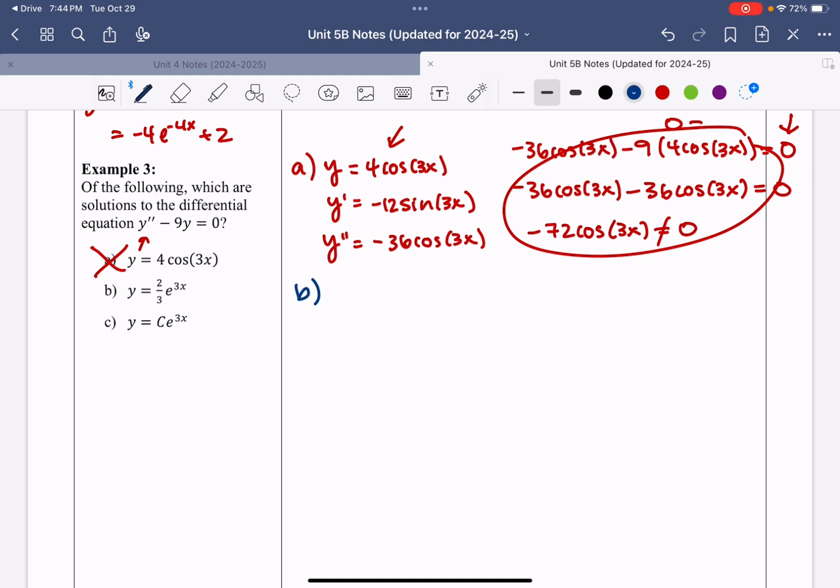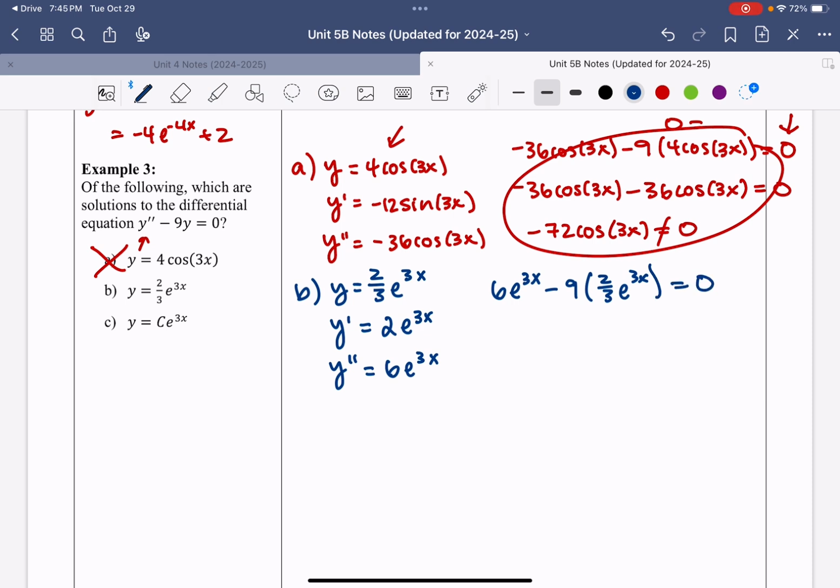Hopefully B works. So B, we have y equals 2/3 e to the 3x. So again, we need all the same derivatives. Okay, so y prime is going to be equal to, chain ruling this, 2 e to the 3x. And y double prime will be equal to 6 e to the 3x. Okay, so plugging this into our differential equation, I'm going to have 6 e to the 3x minus 9 times 2/3 e to the 3x equals 0.